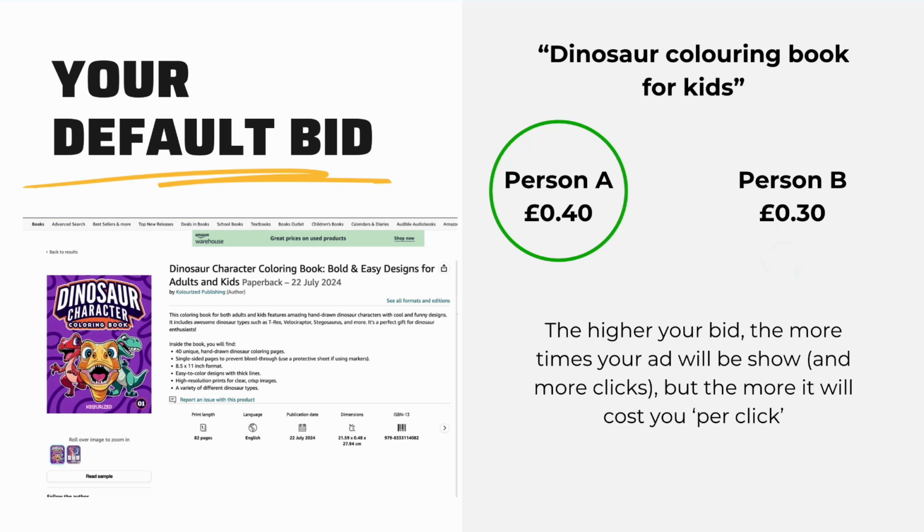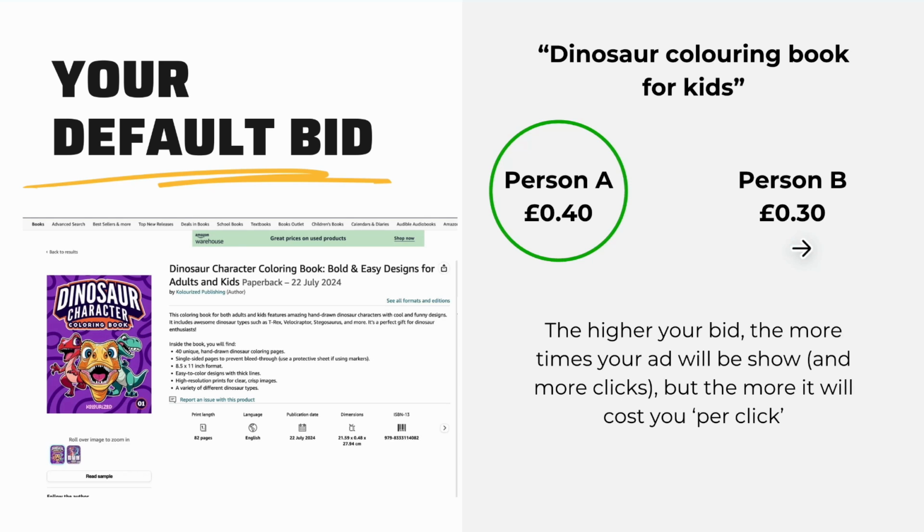So don't worry, it's not the case that whoever has the highest bid is going to dominate and take everyone's auctions. If you have a lower bid, you can still win auctions because there are just so many different variables at play. But you have to remember, the lower your bid is, yes, the less you'll pay per click, but you're probably going to get a lot fewer clicks. It's all about finding this balance.